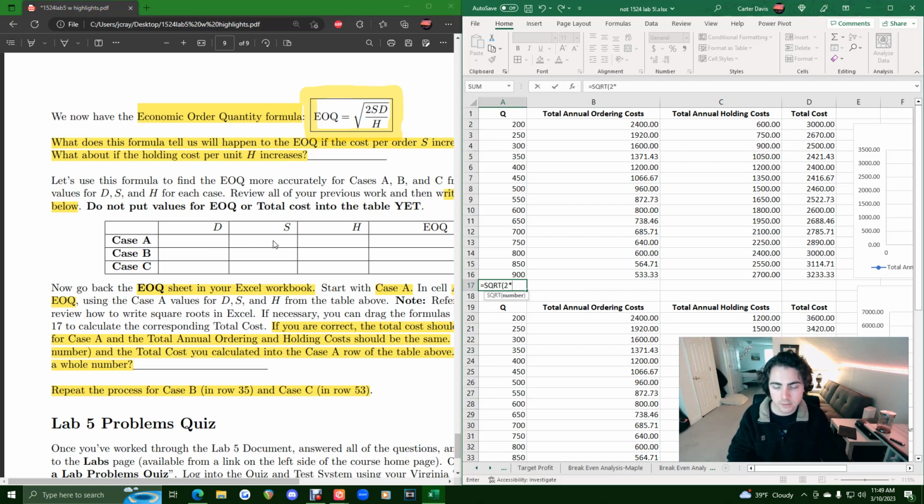Times the S, which was, oh God, I've already forgotten it. 16? Yeah, I think I'm going to go with 16. 16 times the D, which is the demand of 30,000. And then we're dividing that by H, which was 6. So 400. 400 is the EOQ, and that's actually what we said the first time, right?